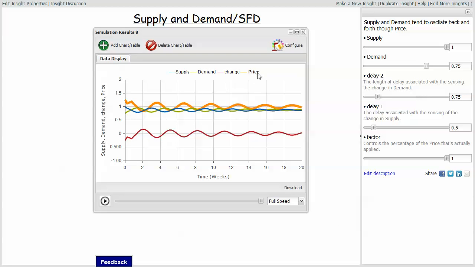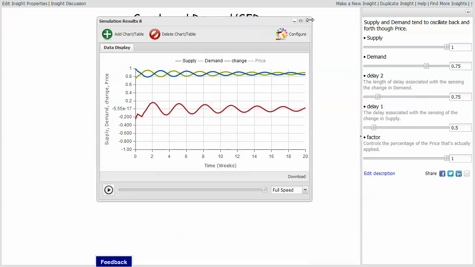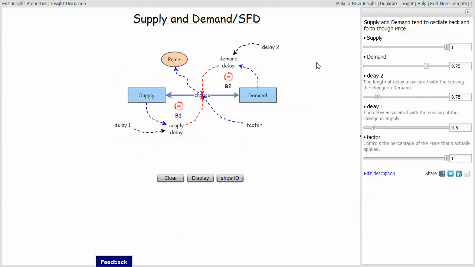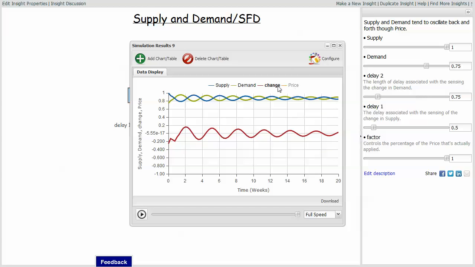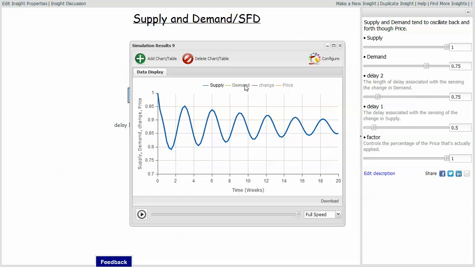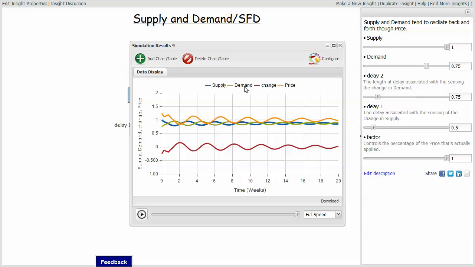You notice that the price is oscillating. It's the wrong diagram. Oh, I think I just got rid of that diagram. Oh, this turns them off. I forgot about that. The price is oscillating back and forth, but it is in fact beginning to smooth out as the change is beginning to smooth out.